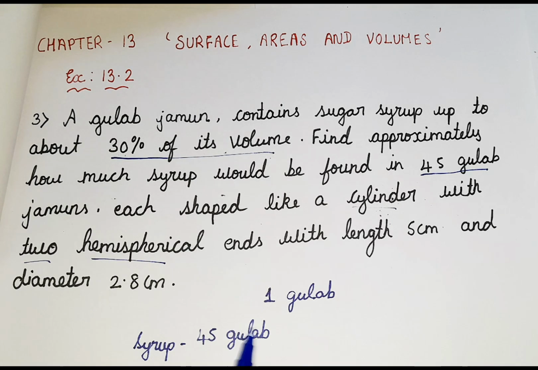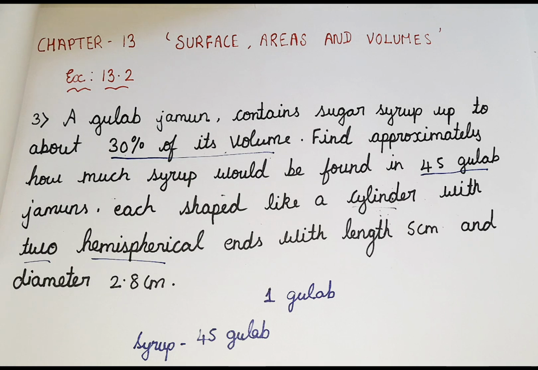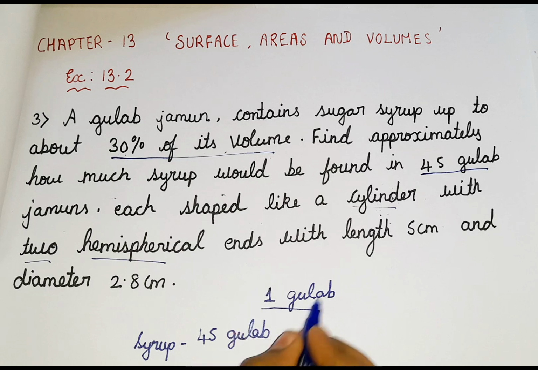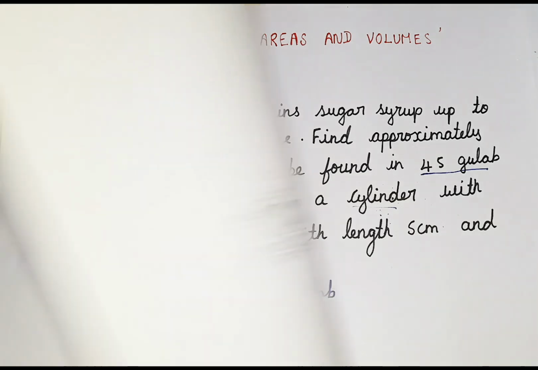To find how much syrup is there in 45 gulab jamuns is literally difficult. So to make it easy, if we just find how much syrup is there in one gulab jamun, then we can actually find it for 45 gulab jamuns. You might be wondering how that is possible. When we solve it, you will get to know. So we are supposed to find the syrup found in one gulab jamun, because to find the syrup in 45 gulab jamuns, I am going to find how much syrup is there in one gulab jamun.